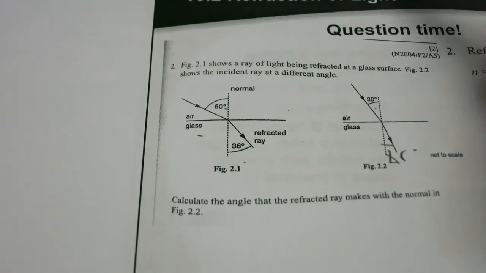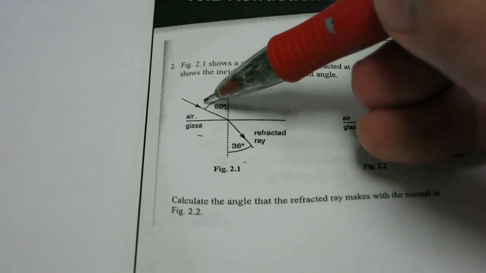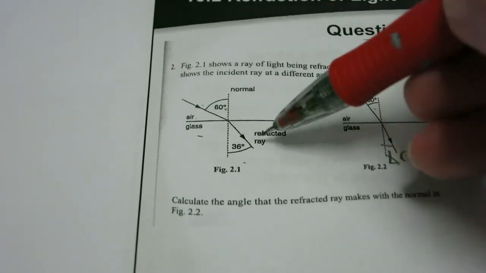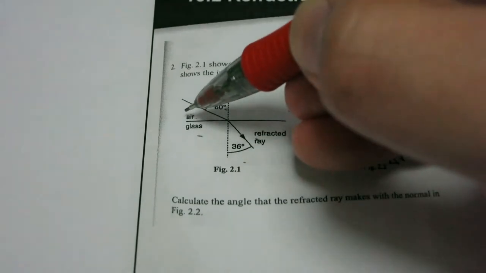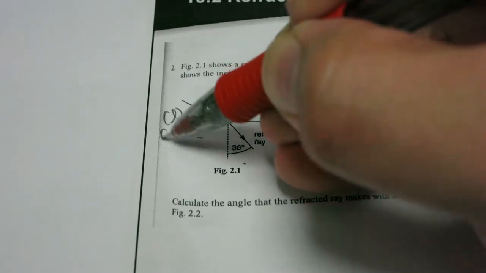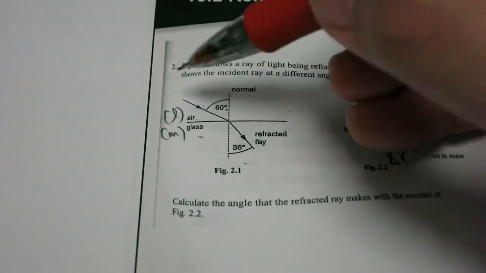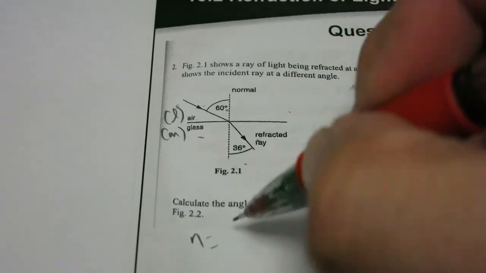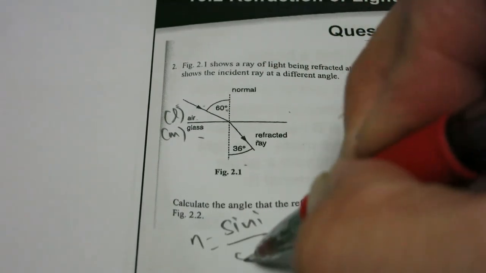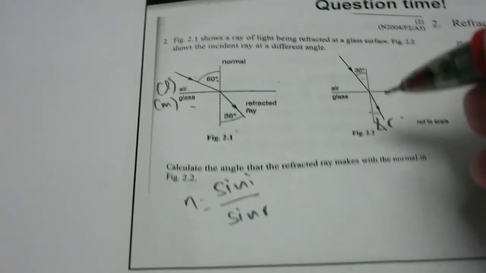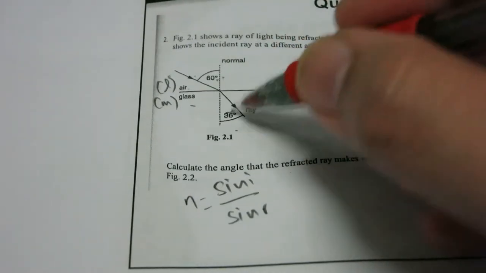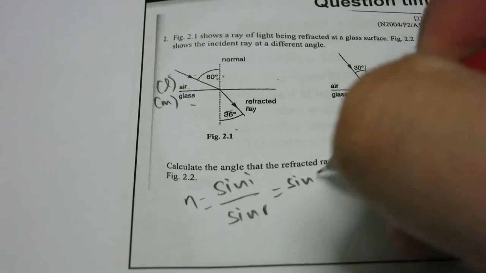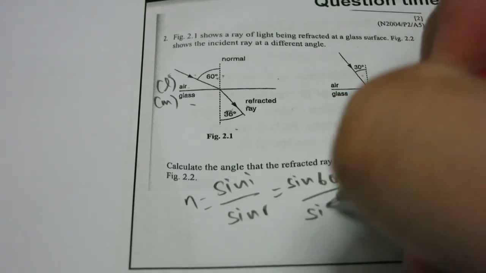This is a situation where the light ray is traveling from a less optically dense to a more optically dense medium. I told you, air is always the less dense one, glass and anything else is always more. Air or vacuum is the less one. So because it's less to more, I'm supposed to use sine i over sine r. I know this is 60, this is 36, so I substitute sine 60 degrees over sine 36 degrees.